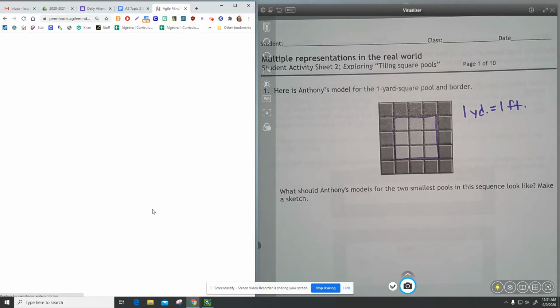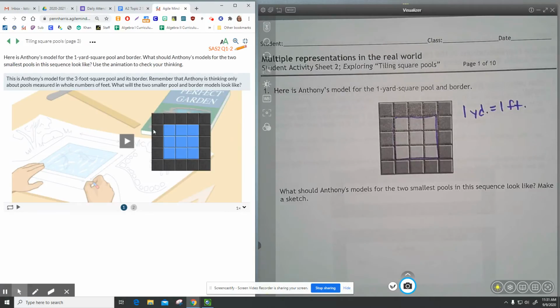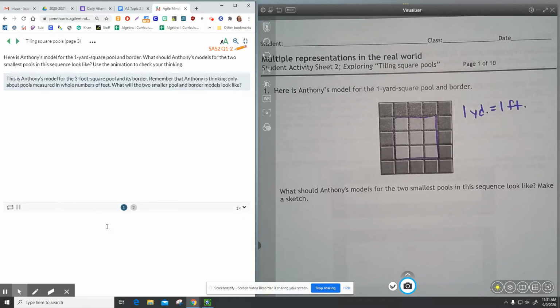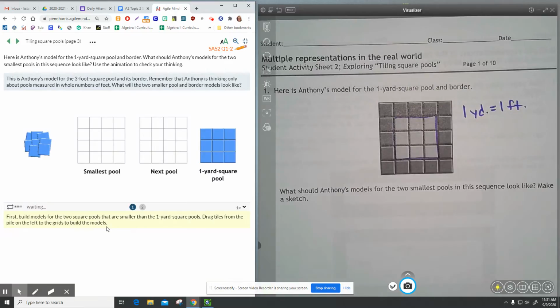If my screen would load here, here we go. Okay, so he gets to work. Again, here's Anthony's 3-foot pool square and the border. Okay, so what I want you guys to think about is if he made a pool maybe 1 foot smaller, what would it look like?